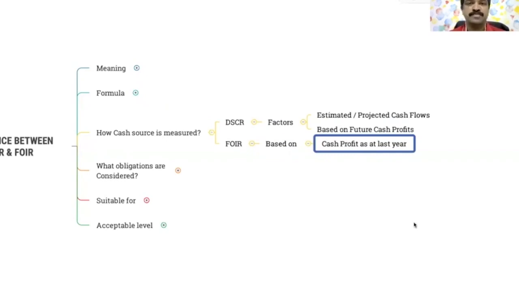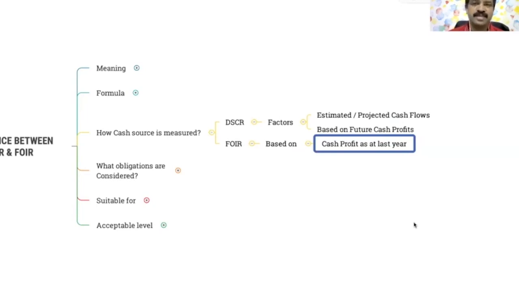Let's say, for example, the cash profit of the last year is 1 crore and they have come for a term loan, let's say repayable over a period of 5 years. A term loan, let's say like a mortgage loan. Now, for the next 5 years, their annual cash profit will be frozen at 1 crore. So with that 1 crore, whether they will be able to service the loan or not, that's what is getting measured.